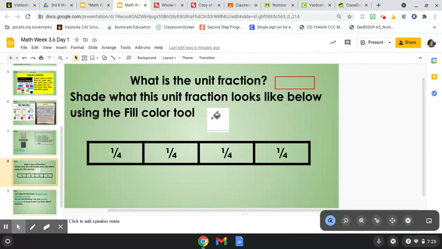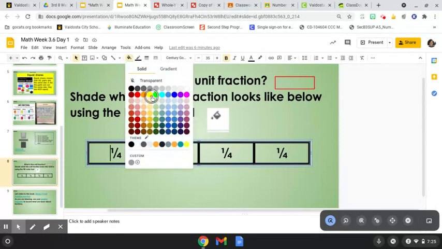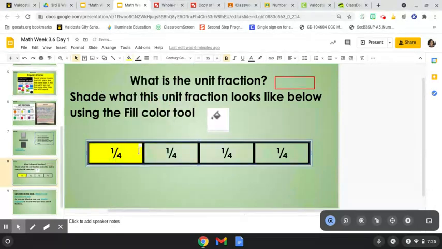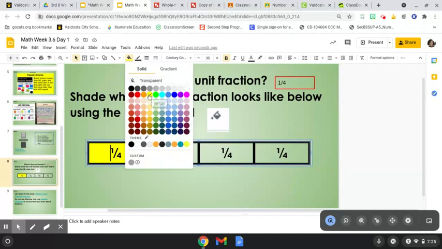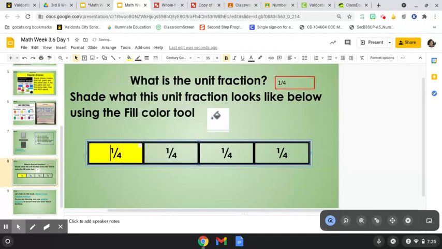So you will come over here, you will click in the box and click the paint can, and you will color it. So here I colored it 1/4. The unit fraction up here is 1/4. Okay, and I colored it in. Okay, I'm going to delete it so that you can do it. Just going to hit back.